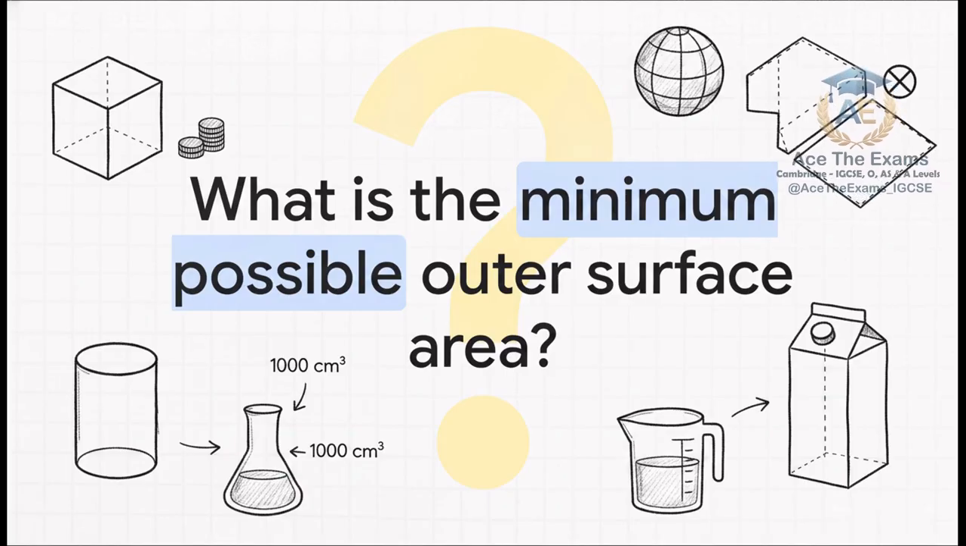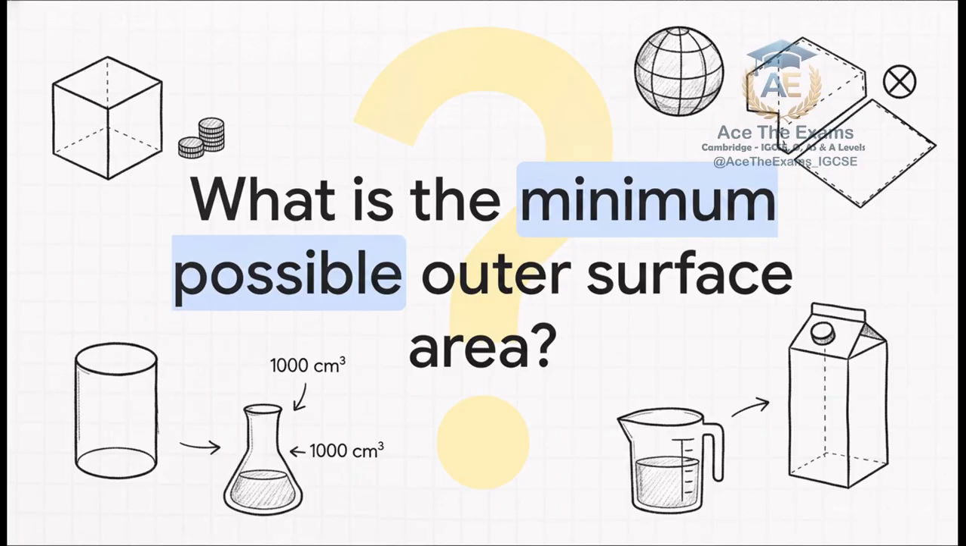Imagine you're actually manufacturing these things. Every extra square centimeter of material is costing you money. Your job is to hold exactly 1 liter of liquid, that's the 1,000 cubic centimeters, while using the absolute bare minimum amount of metal or plastic.